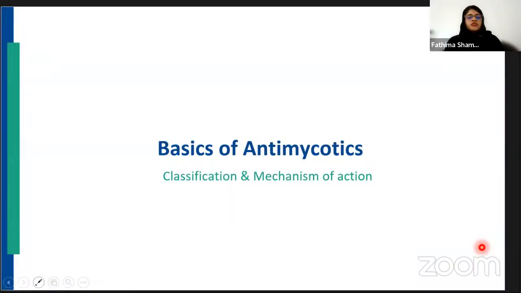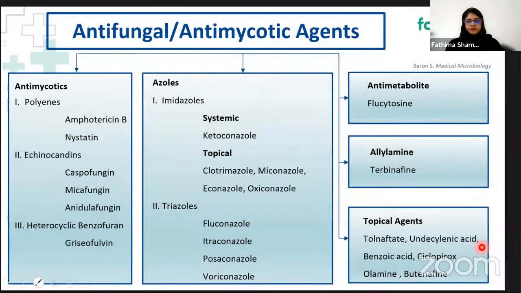Again, basics of antifungal agents, or antimycotics. I'm sure everyone knows this classification. Antifungal agents are classified according to their chemical structure, and there are three important classes that are clinically relevant, which include polyenes, azoles, and echinocandins. But let's go through everything. First, we have the polyenes, which include amphotericin B and nystatin.